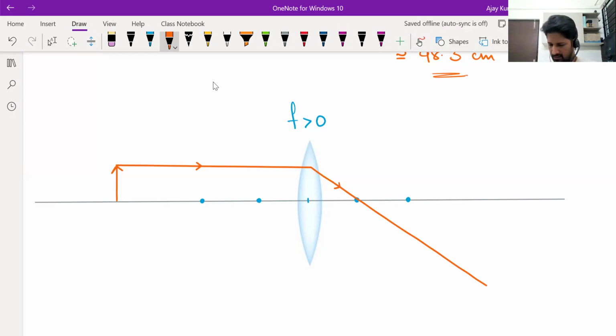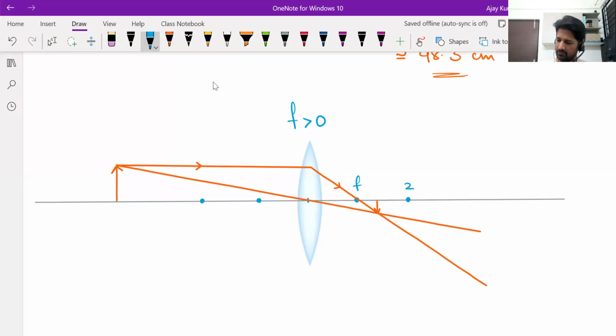Another ray straight to the optical center passes without any deviation. Object was beyond 2f, as you can observe. Look at where the image forms. Tell me, what is the region in which the image has formed? It has formed between f and 2f. Okay.